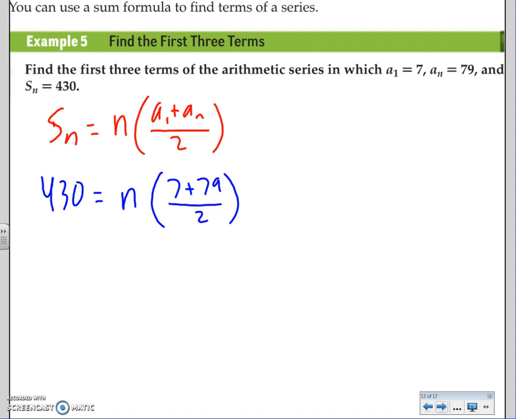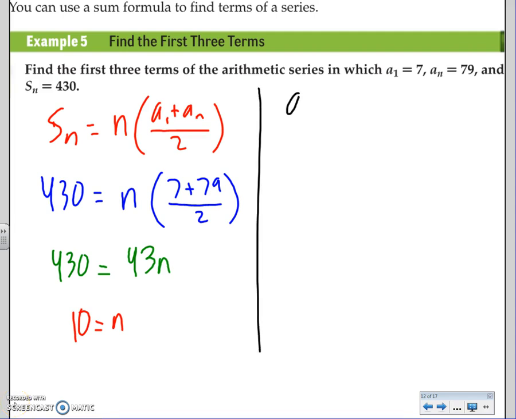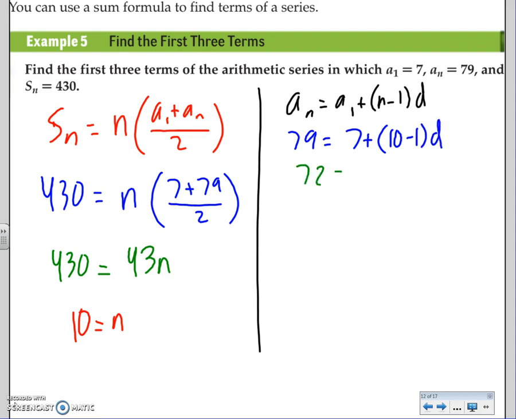Alright, a lot of things we could do here, but let's work on this other fraction. 430 equals, that's going to be 86. 86 divided by 2 is 43. So 43 times n. Divide by 43, you get n is 10. There are 10 terms. Once you know n, you got to find d. So now we're going to the other formula. Remember, a sub n equals a1 plus n minus 1 times d. Well, we know a sub n is 79. A sub 1 is 7. Plus, we know there's 10 terms, so 10 minus 1 times d, which is missing. I'll subtract 7, that makes 72, equals 10 minus 1 is 9d. Divide by 9, we get d equals 8.